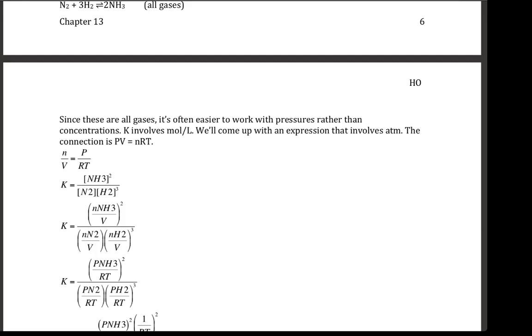So that's going to be the same throughout, so we don't have to specify which volume we are referring to. Now, instead of N over V, we're going to replace that with P over RT. So we have P of ammonia over RT squared divided by P of nitrogen over RT divided by P of H2 over RT cubed.